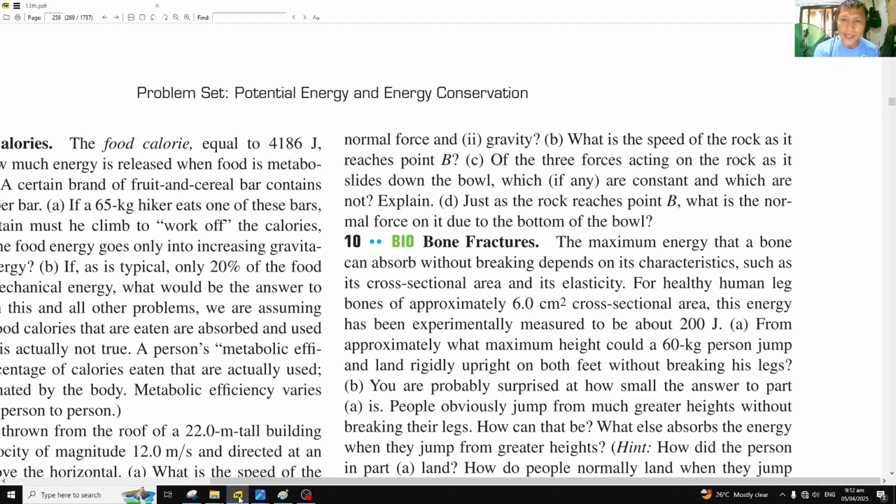The normal force on it due to the bottom of the bowl is 2 Newton.